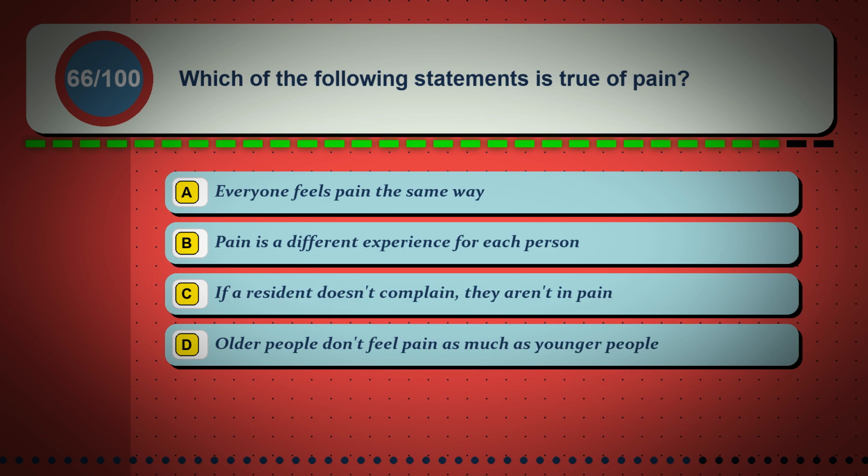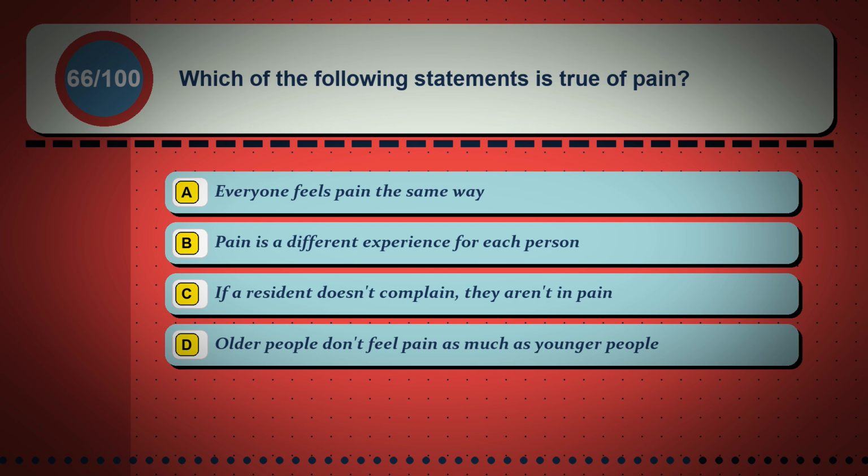Question 66. Which of the following statements is true of pain? Option A. Everyone feels pain the same way. Option B. Pain is a different experience for each person. Option C. If a resident doesn't complain, they aren't in pain. Option D. Older people don't feel pain as much as younger people.